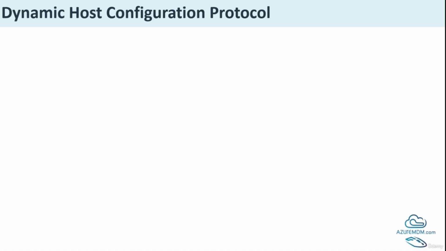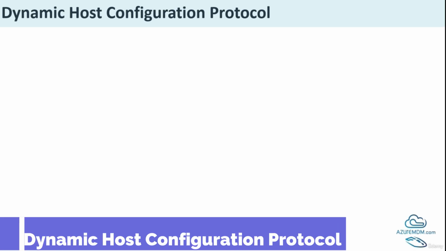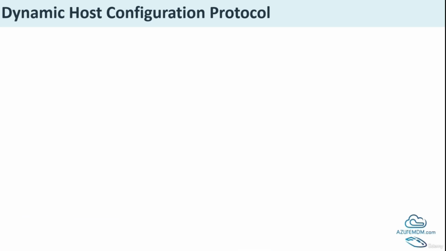Now, we'll understand about the Dynamic Host Configuration Protocol. Dynamic Host Configuration Protocol, that is DHCP, automatically assigns IP addresses to devices on a network, so you don't have to set them up manually. It also provides details like the subnet mask, gateway, and DNS server, making network setup plug and play.